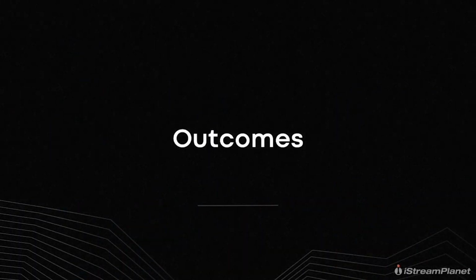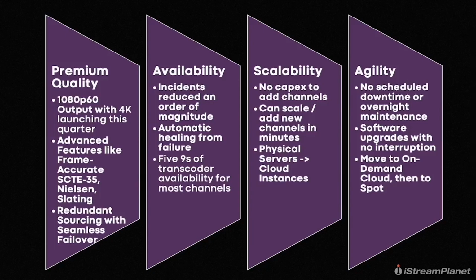With that, let's review what we have been able to achieve with this architecture. We achieved premium quality, 1080p60 output with 4K launching this quarter, all with the same original architecture. We achieved advanced features like frame-accurate SCTE-35 signaling, Nielsen, video slating, redundant sourcing, and seamless failover. In availability, incidents have been reduced by an order of magnitude from several per day to 1.8 per month. Transient failures now heal automatically. We have at least 5 nines of transcoding availability for most channels.